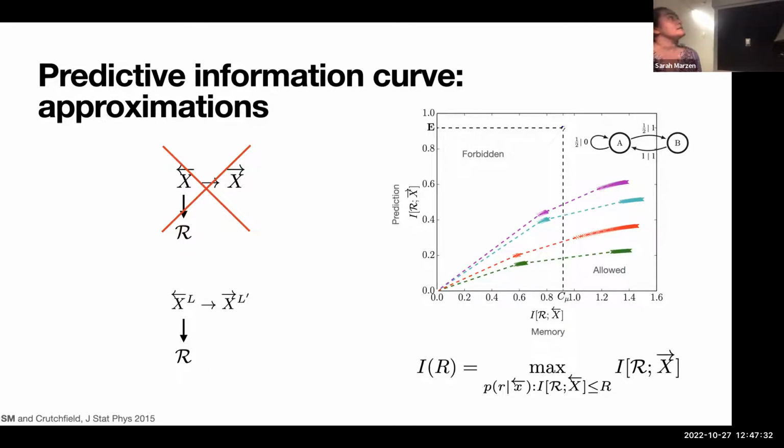Oh yeah, this E stands for excess entropy. It has a special name. So this E corresponds to the maximal predictive power that you can get. It's the mutual information between the past and the future. It's right at the limit.